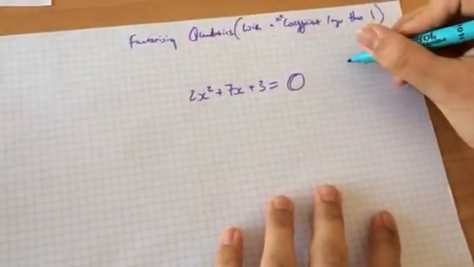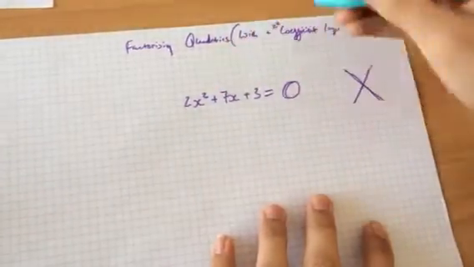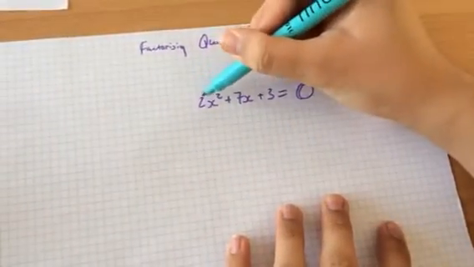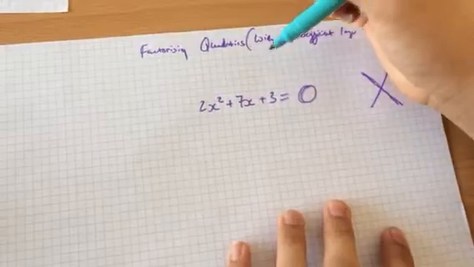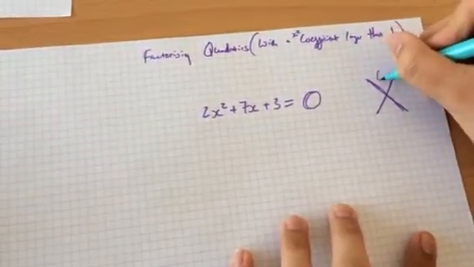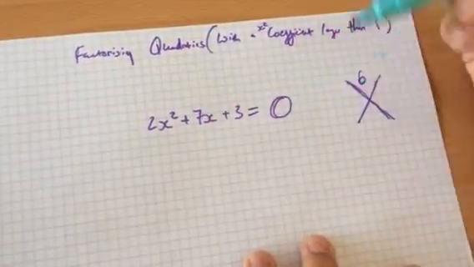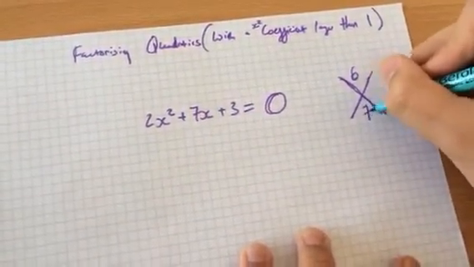First things first, we are going to draw an x like this, and then in the top quadrant of the x, we are going to do the x squared coefficient multiplied by the constant. So in this case, 2 times 3, and we write a 6 here. Then we put the x coefficient 7 in the lower quadrant, like so.